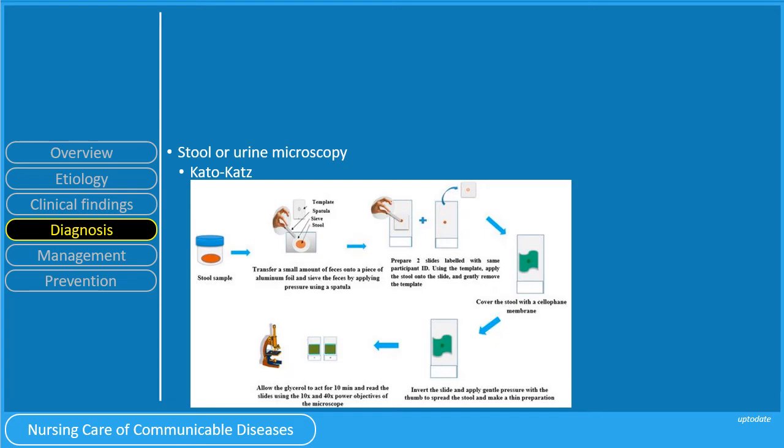In the endemic setting, the Kato-Katz method is a common thick smear technique using 5 milligrams of stool examined with a low-power microscope lens. It is relatively easy to perform but lacks sensitivity in light infections.